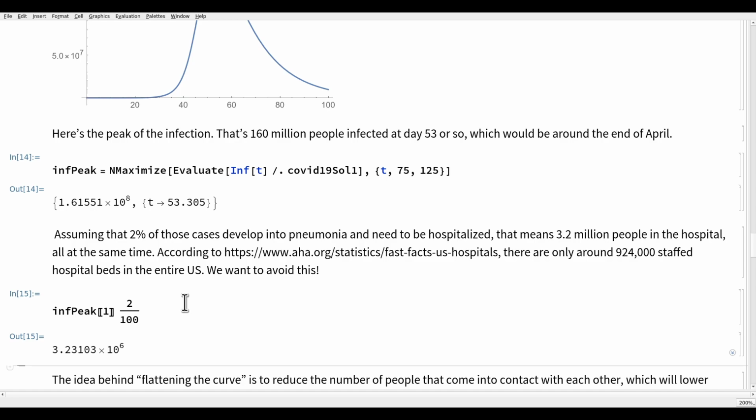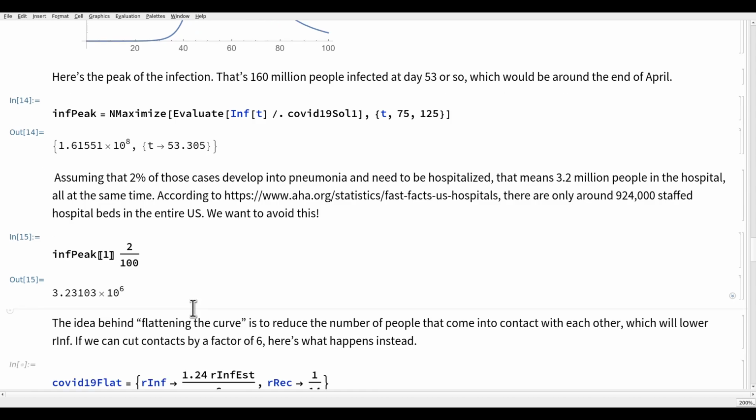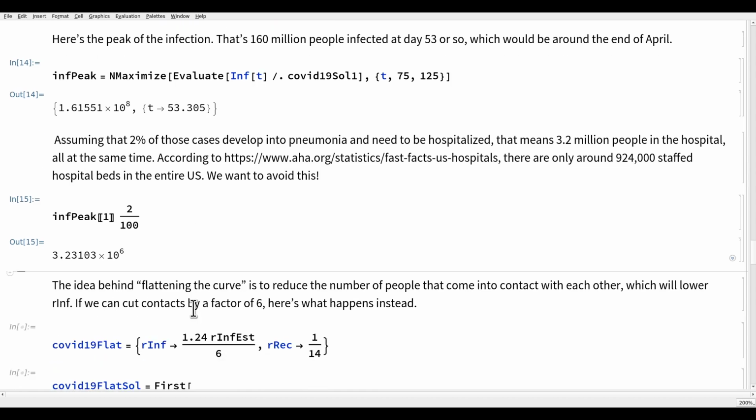To give you some hope that this is possible, I'll show this in a minute, but China managed to get their infection under control. So they leveled out at about 80,000 total cases when I last checked. That's the idea behind flattening the curve.